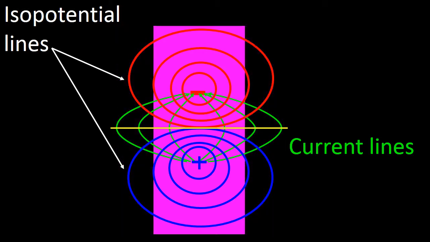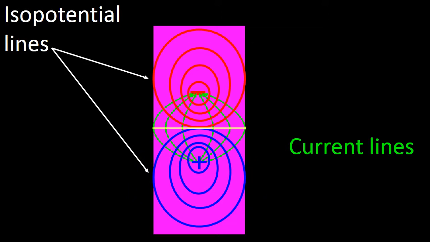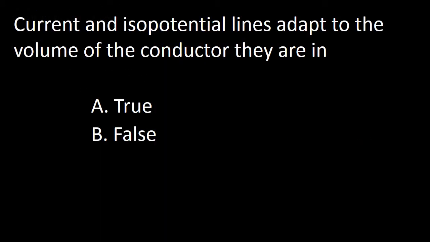In this frame, I have shrunk the volume conductor. As a consequence, in this new frame, I have represented the isopotential lines and current lines adjusting to the new size of the volume conductor. So the answer to this question is true.